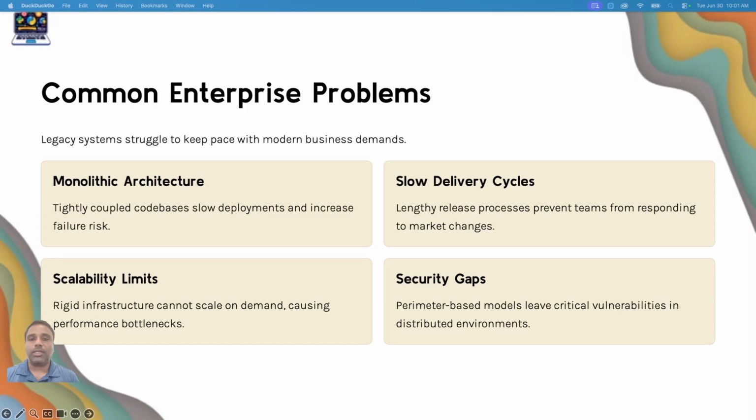The fourth one is security gaps. Traditional perimeter-based security models were designed for a world where everything lived inside a data center. In distributed environments, there are critical vulnerabilities exposed, as workloads are leaving that perimeter.